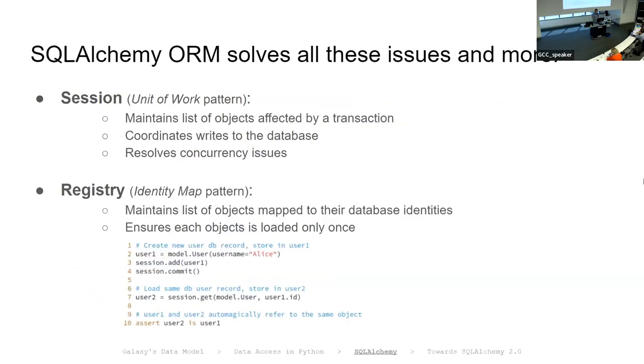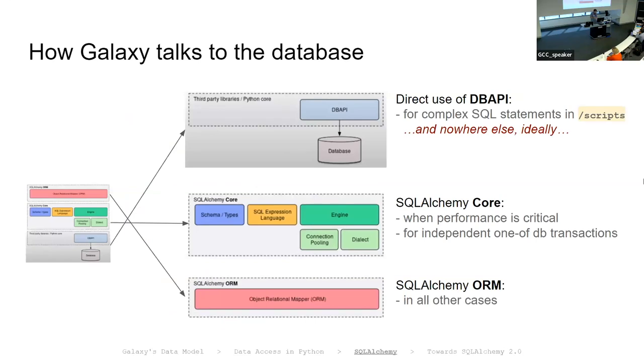So SQLAlchemy ORM solves everything. Session maintains a list of objects affected by a transaction. It coordinates writes to the database. It does it via a non-trivial topological sort. And it resolves all concurrency issues, which is good. Registry maintains a list of objects mapped to their database identities. And this makes sure that no matter how many times we access a specific row in a database, it will always be represented by the same object in the code. So this is good. And this is how we talk to the database.